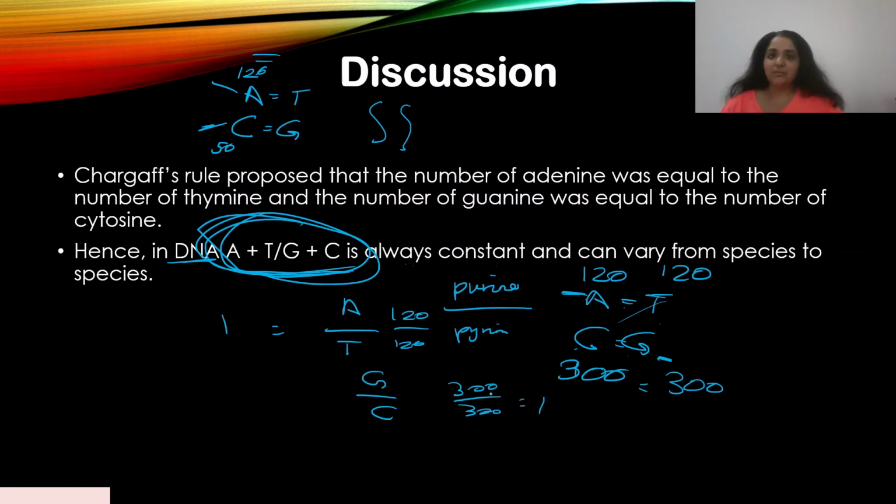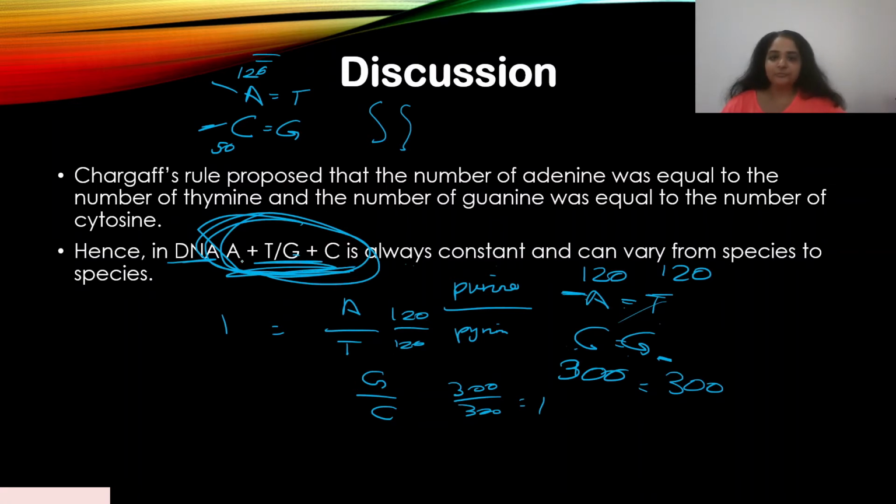But when you are comparing A plus T over G plus C, this ratio will always be constant for a particular species. That can vary from species to species, but if you take one particular species, humans or anything like that, the A plus T over G plus C ratio will always be constant.